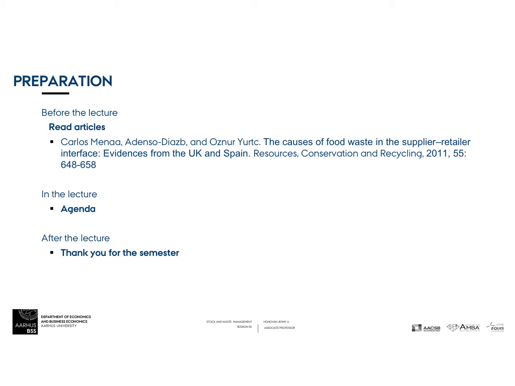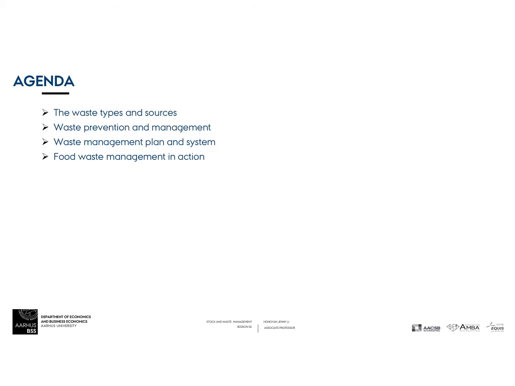Here I recommend one article: The causes of food waste in the supplier-retailer interface, evidences from UK and Spain. Through this article, you can see some general operational opportunities for waste management. In general, we're going to talk about the waste types and the sources, waste prevention and management, waste management plan and system, and food waste management in action.